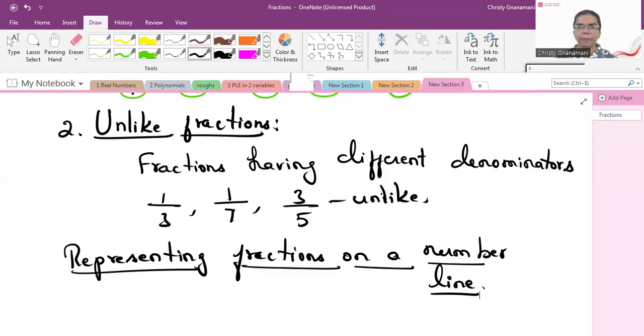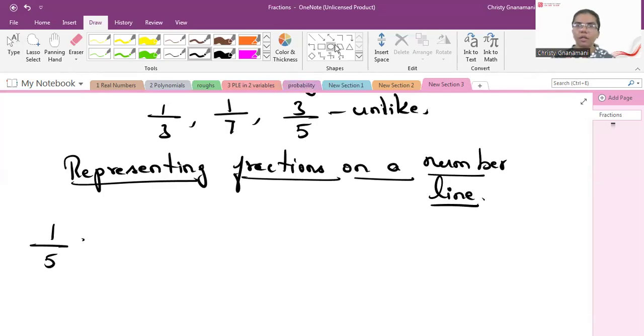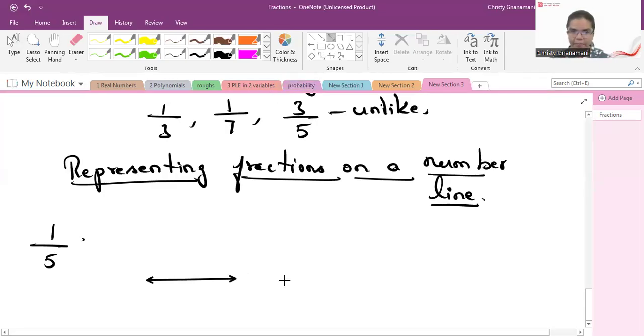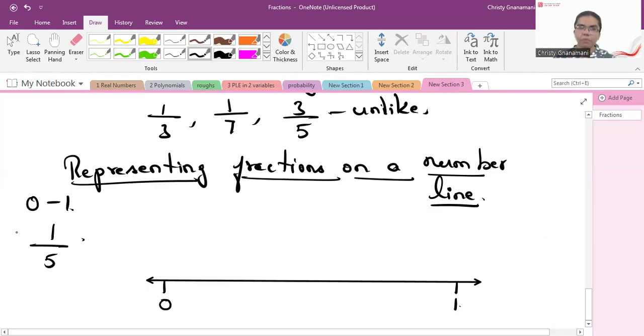So what do you do here? Let's take a simple fraction, one fifth, 1/5. How can we represent 1/5 on the number line? First, let's draw the number line. This is your number line, and let's say this represents 0, and this represents 1. Also remember, all of these proper fractions, their values lie between 0 and 1.